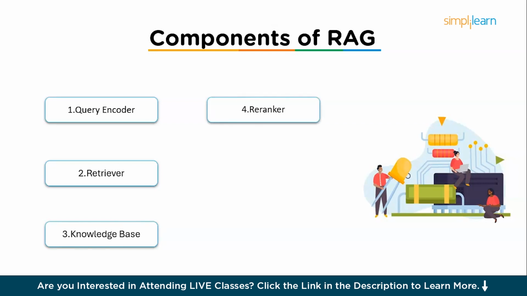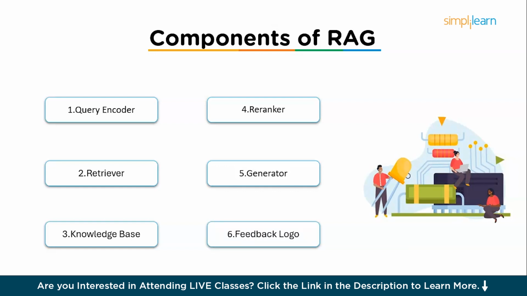Then we have the re-ranker. The fifth one is the generator, that is the language model. And then finally we have the last one as feedback loop. Now let's break down each one to see what it does and how it helps the RAG system.